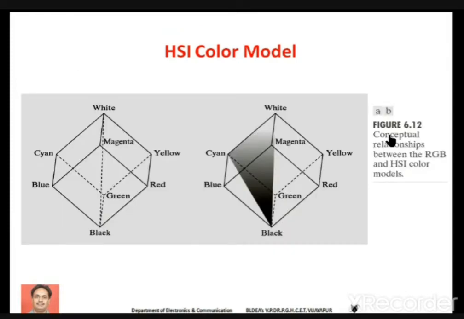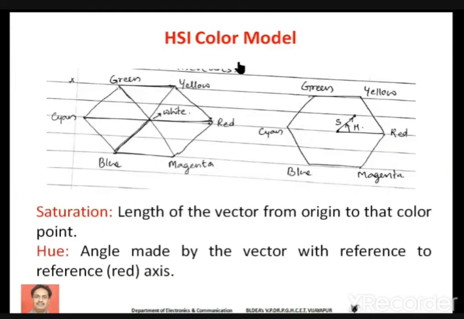So from the examination point of view, you have to draw this diagram, and you have to explain what is the purpose of the HSI color model. You explain briefly what is H, S, and I. Then later you explain how the intensity is measured, how saturation is measured, and how to measure the hue by appropriate diagrams. This is all about the HSI color model.